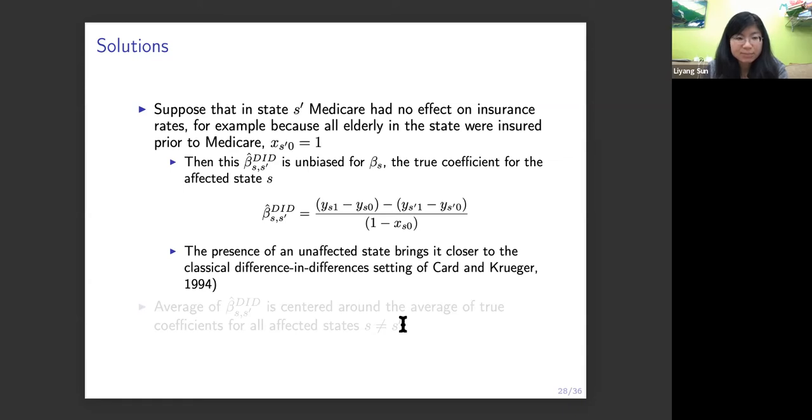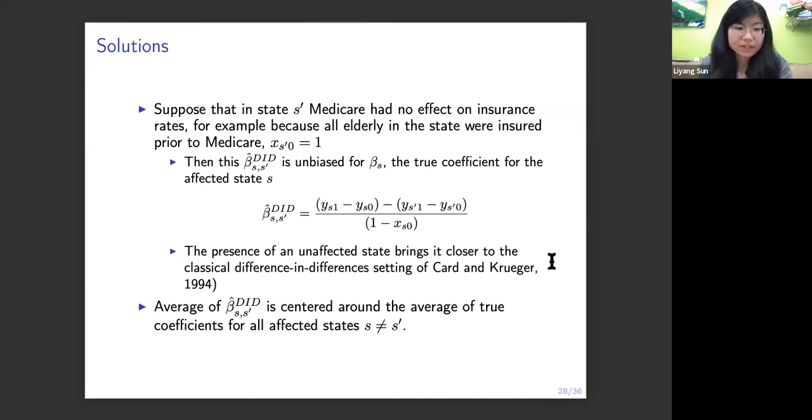Suppose that in state S prime, Medicare had no effect on insurance rate. Then using this unaffected state for comparison, we would arrive at an exposure adjusted difference in differences estimator that would take us closer to the classical difference in differences setting of Card and Krueger, because we're just adjusting the difference in differences estimator by the exposure of the state S. In this case, we can show this difference in differences estimator is an unbiased estimator for beta S, the true coefficient for the affected state S.